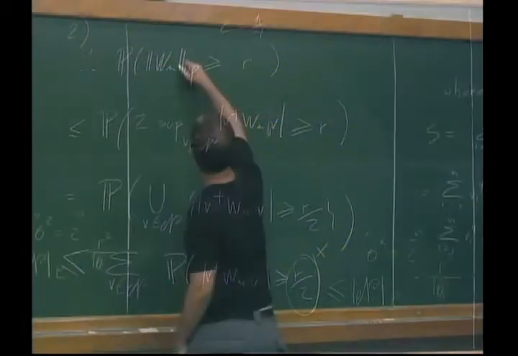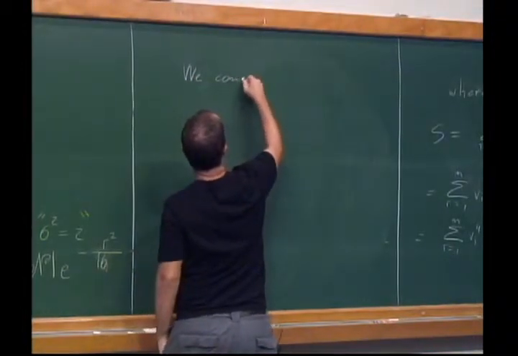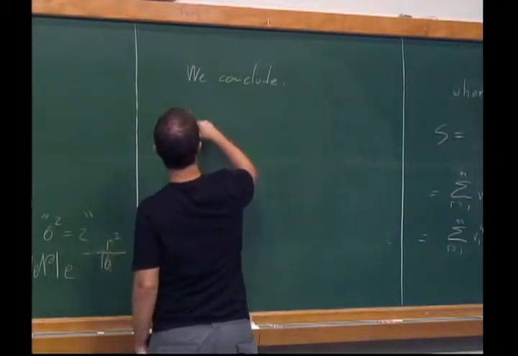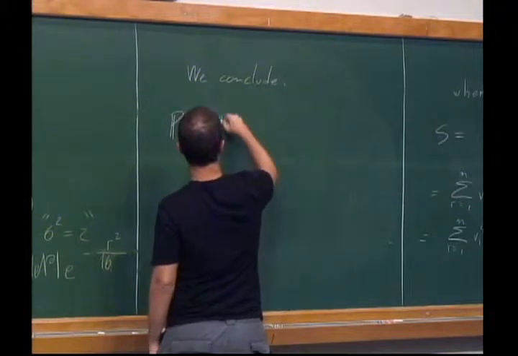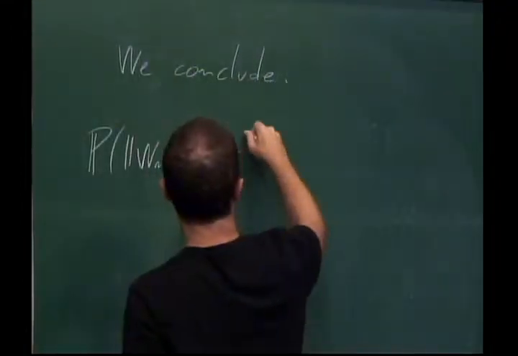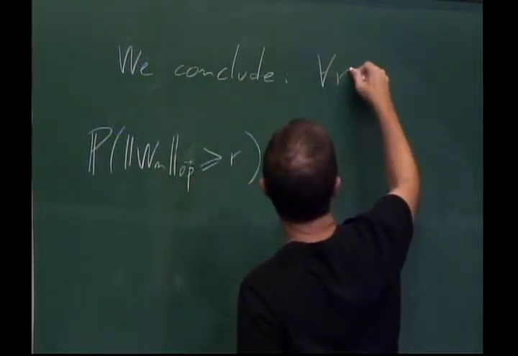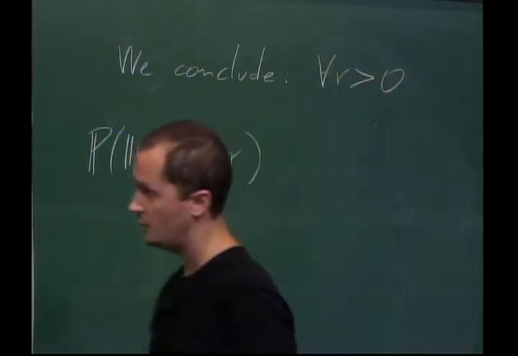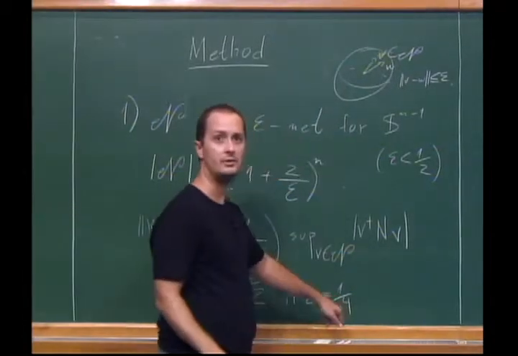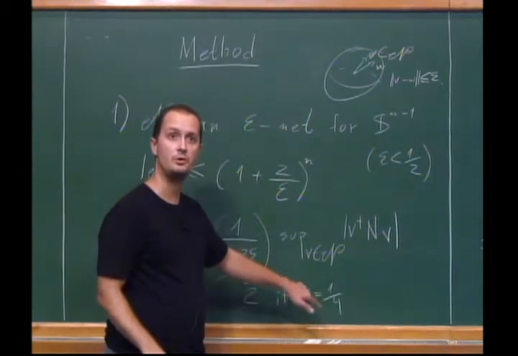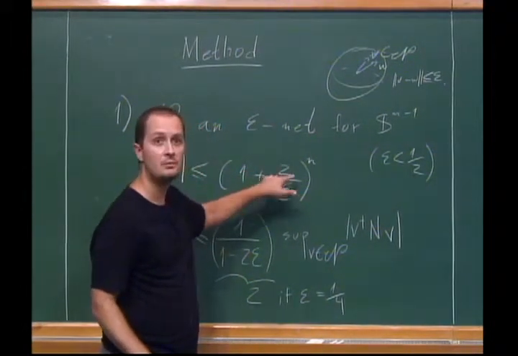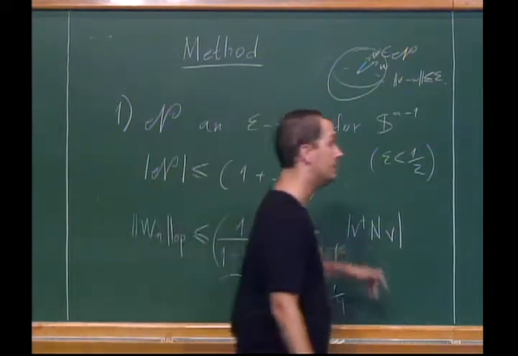So we conclude that the probability that the norm of the Wigner matrix, the operator norm, is larger than R for all R. So remember, we used the half net, right? So, sorry, a quarter net. So I mean, we took epsilon equals a quarter here. So that gives you, well, 1 plus 2 times 4. So it's 9 here.